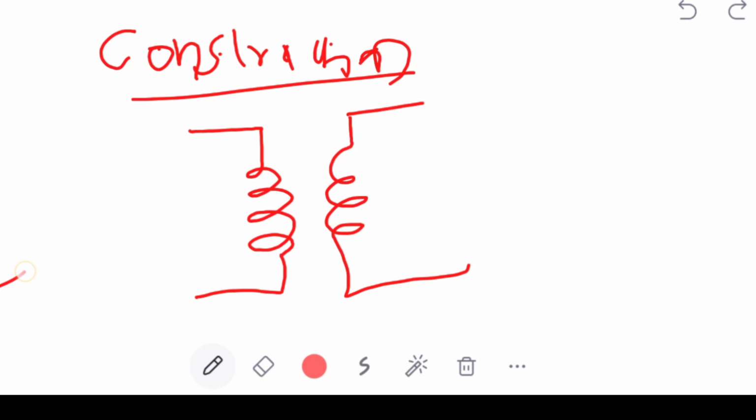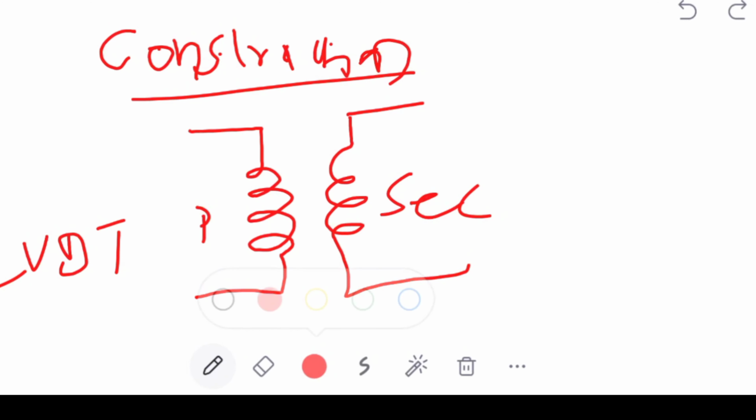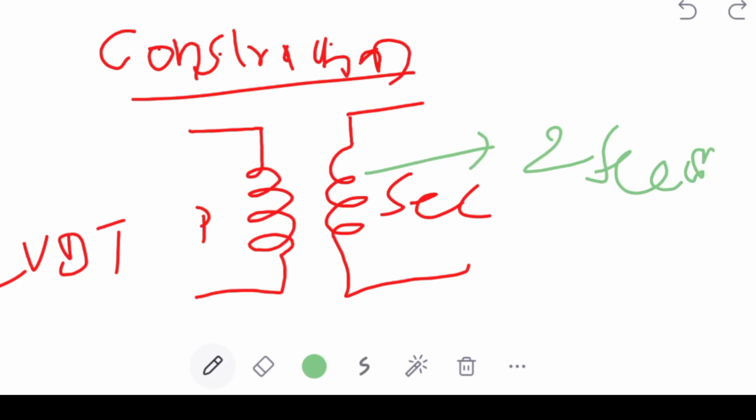But here the LVDT consists of a single primary winding and two secondary windings. The secondary winding is split into two secondary windings on a cylindrical former. The two secondary windings, S1 and S2, are divided, and P is the primary winding. The two secondary windings have an equal number of turns and are identically placed on either side of the primary winding. This is the construction, based on the transformer principle.